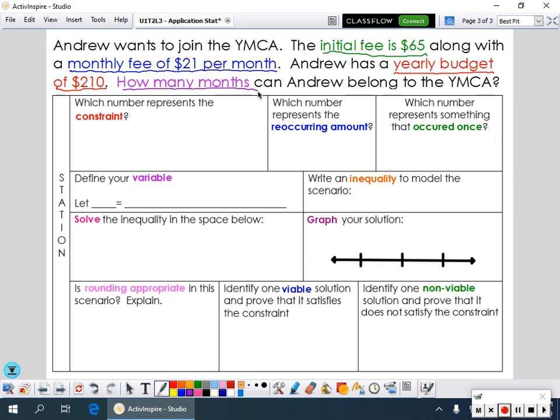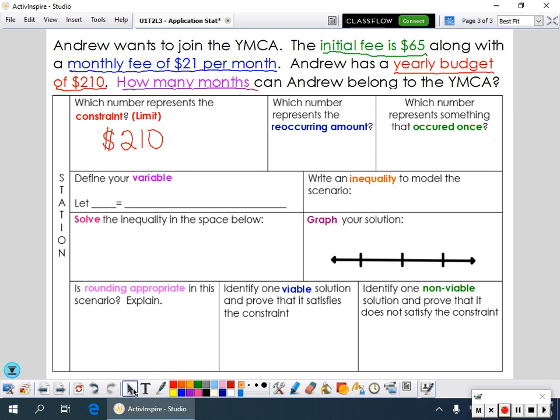So now that we understand our situation, let's look at the information we have. So in this problem, which number represents the constraint? Remember, your constraint is your limit. In this case, Andrew's limit is $210. He cannot spend more than $210.